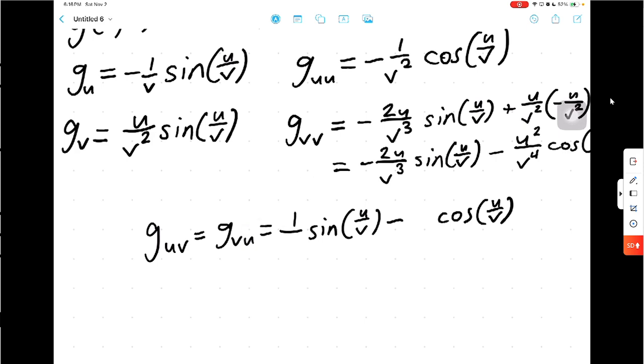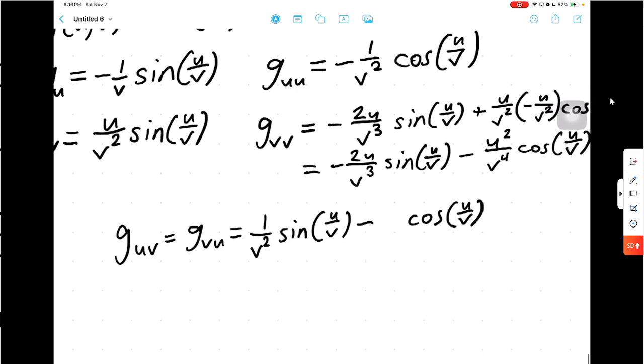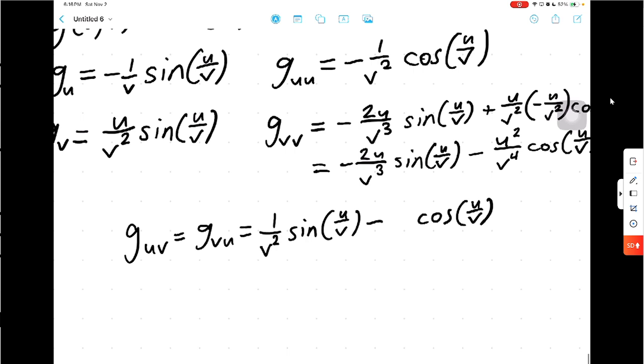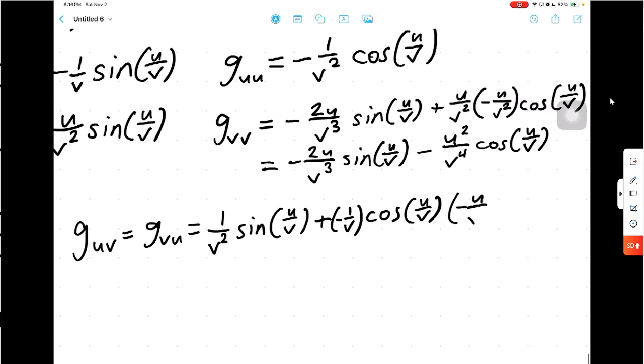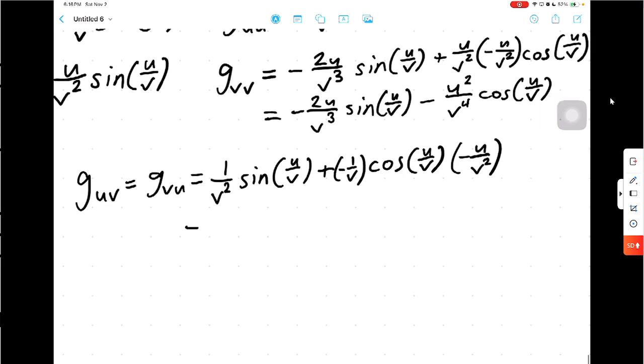Oh no, this is 1 over v squared, but not this guy. That's going to be cosine of u over v, negative 1 over v, and then times negative u over v squared, which is 1 over v squared sine of u over v plus u over v cubed cosine of u over v.